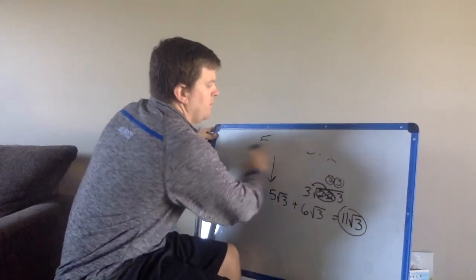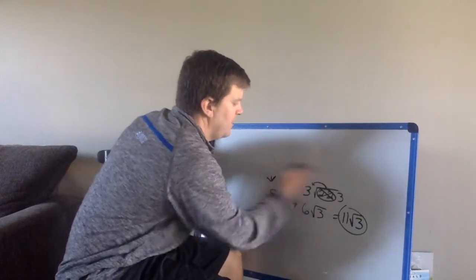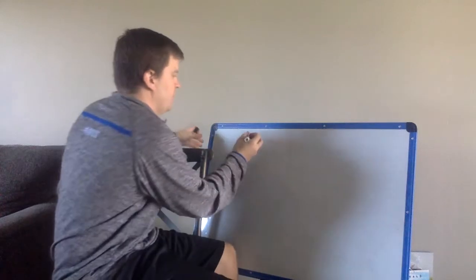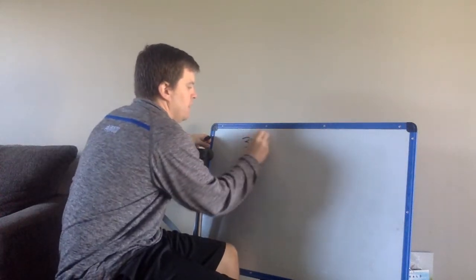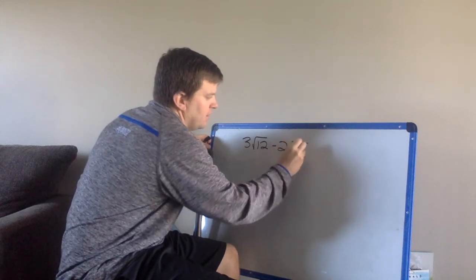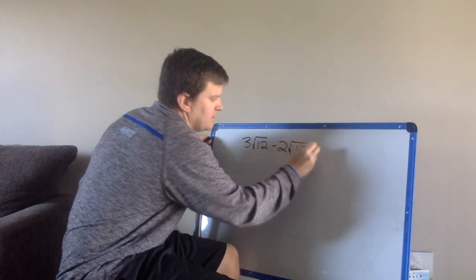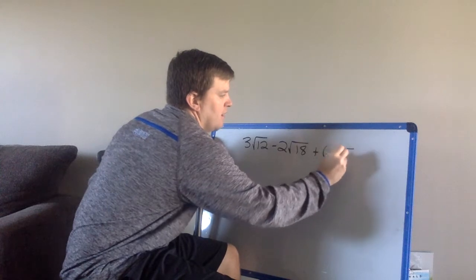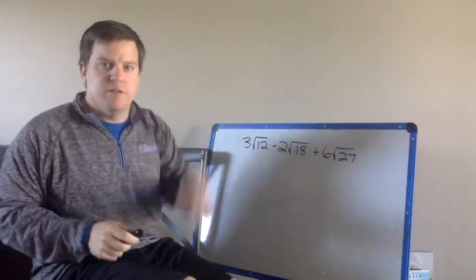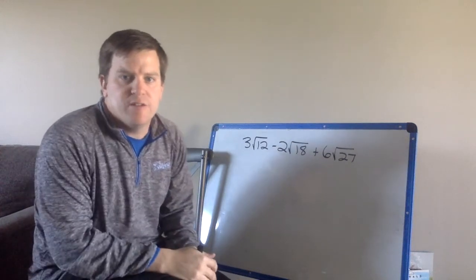All right, let's do one more. Let's do a big one here that combines kind of everything. This one's going to have 3 separate terms. We're going to do 3 radical 12 minus 2 radical 18 plus 6 radical 27. Okay, no like radicals here. So we're going to look to see if we can simplify these, which we can.